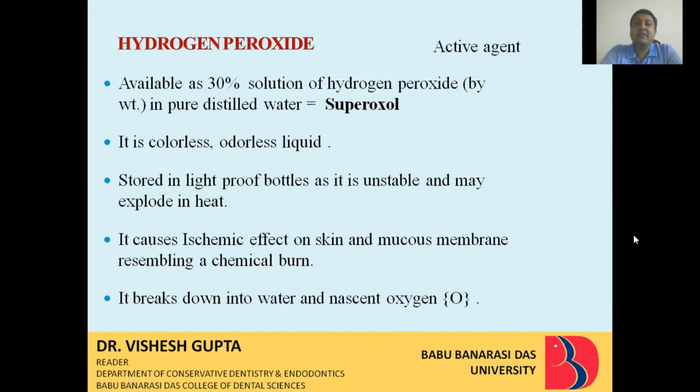The second active agent is hydrogen peroxide. It is available as a 30% solution of hydrogen peroxide by weight in pure distilled water. It is commonly known as superoxol. It is a colorless, odorless liquid. It is always stored in light-proof or amber-colored bottles as it is unstable and may explode on heat. It causes an ischemic effect on the skin and mucous membrane, resembling a chemical burn. Hydrogen peroxide breaks down into water and nascent oxygen.